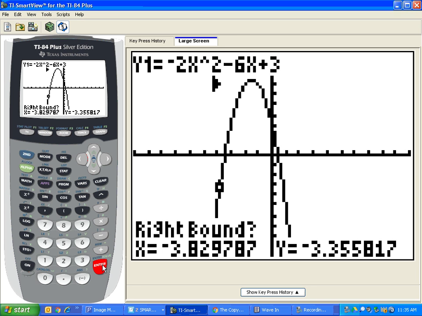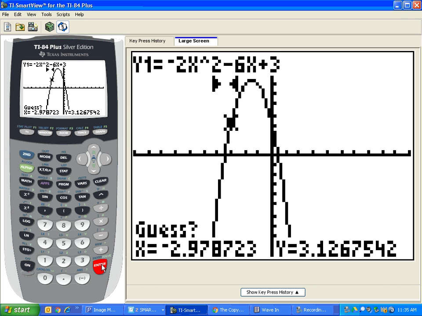Then it says, go back to the right. See how it says right bound right here? So now I'm going to take my cursor and make sure it goes to the right of that point I'm trying to find. If you mix up your right from your left, your calculator will not know what to do, and you will get an error message. It will say error bound, because it's trying to pull in values that don't have any overlap. In this case, my cursor is blinking to the right of the point I'm trying to find. I can press enter.